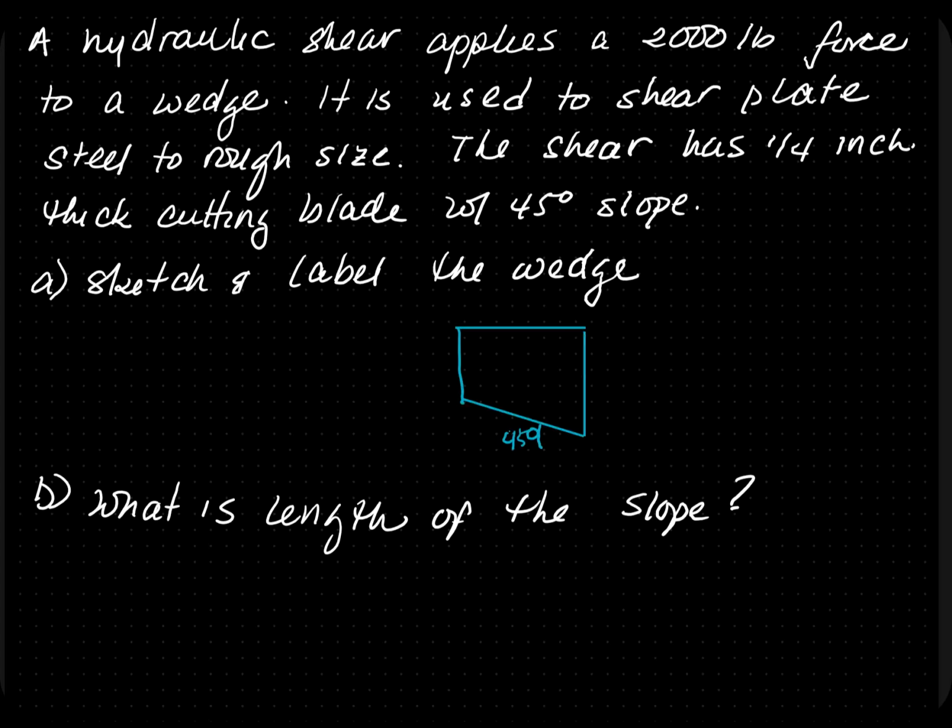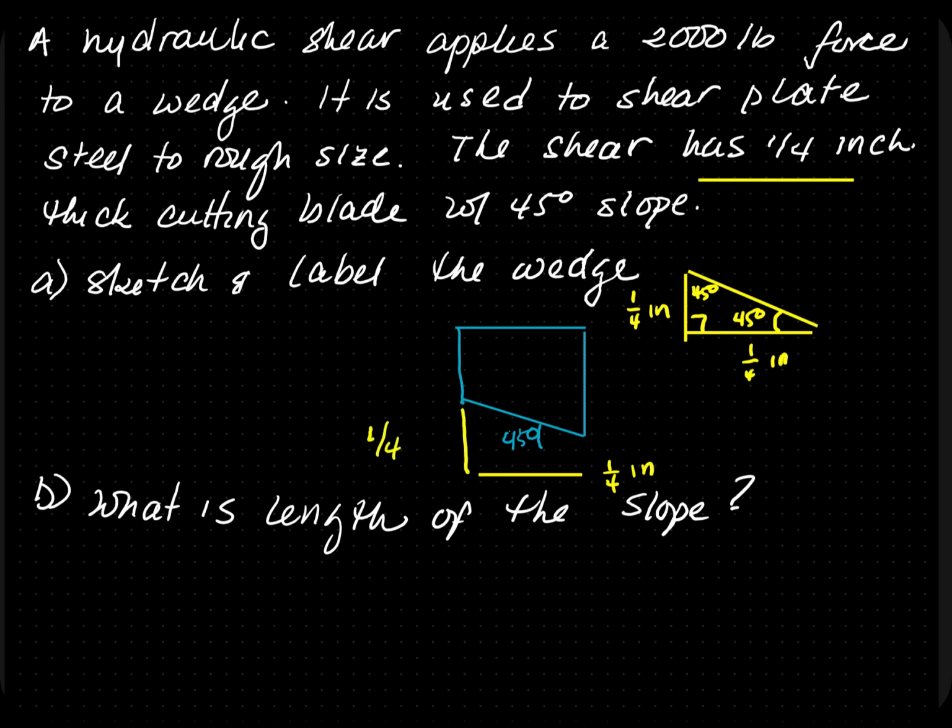So since this is at 45 degrees, this is a right triangle. When I draw my right triangle, if this angle is 45 degrees, this angle also has to be 45 degrees. If the shear has a length of 1/4 on one of the sides, then the other side must also be 1/4 inch because it's a 45, 45, 90-degree triangle. So this side is also 1/4 inch. So what is the length of the slope? The slope, this side right here, is my slope.